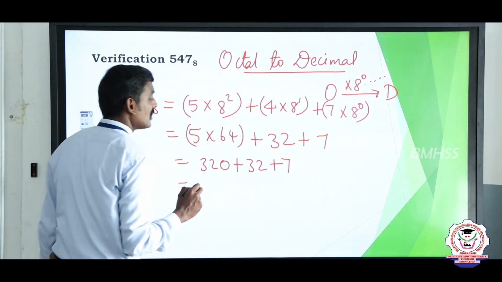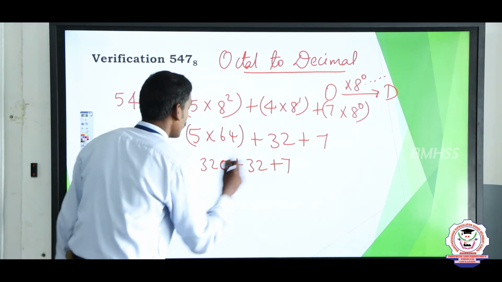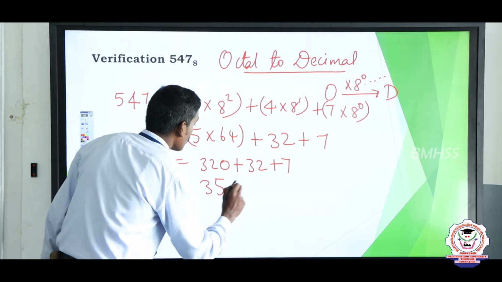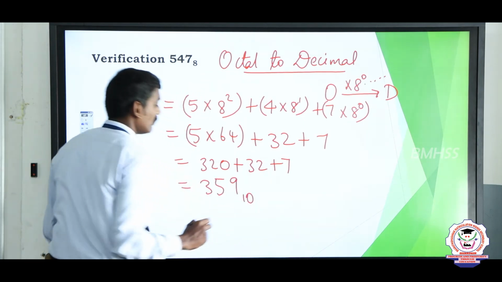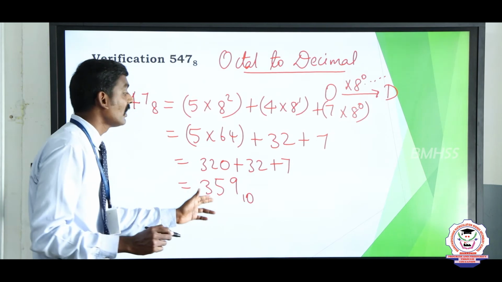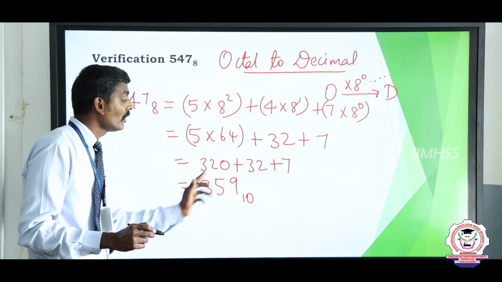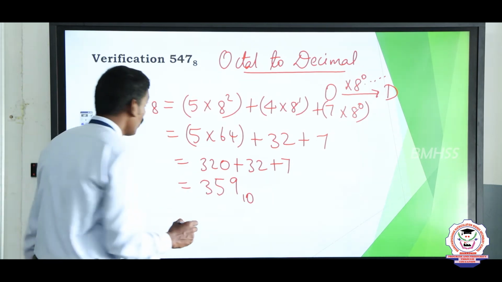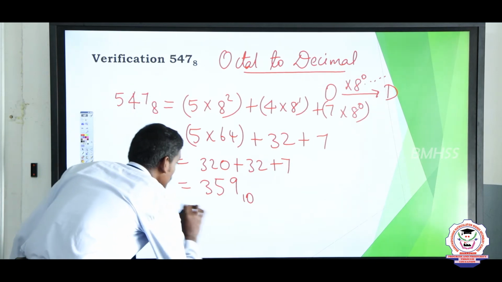320 plus 30, 350, 352 plus 7, 359 base 10. We get the question. That means the given number is belonging to what type? Decimal. Are you clear? Finally, you write the answer.